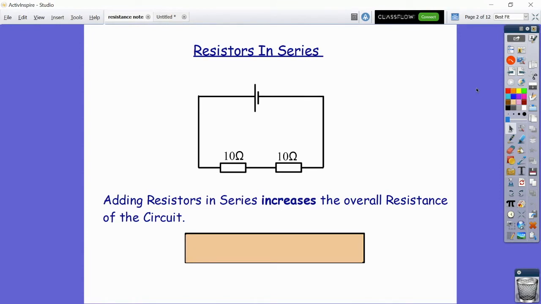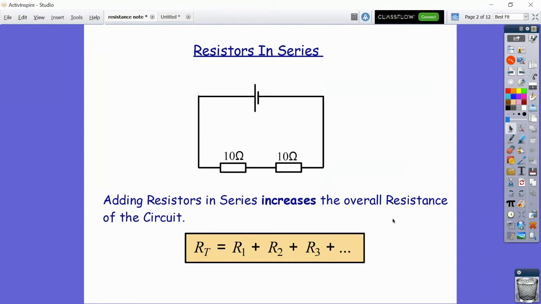Okay, so if we add resistors in series, we're increasing the overall resistance of the circuit. And we can write that as a formula. Probably wouldn't need a formula for this one, but let's see what it looks like anyway, and you'll recognise it in your formula sheet when you come across it. So RT, standing for the total resistance, is R1, which is your first resistance, plus R2, plus R3, plus however many resistors you've got.